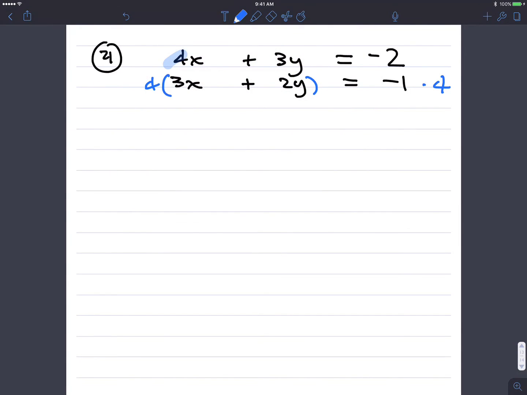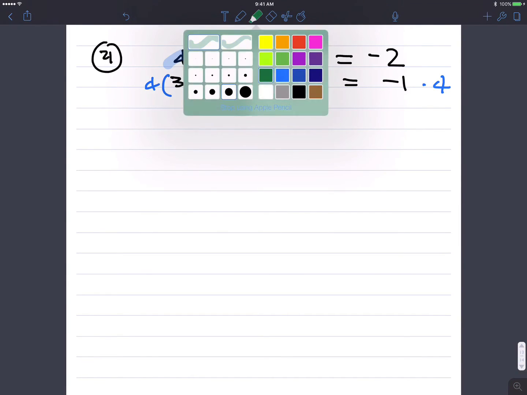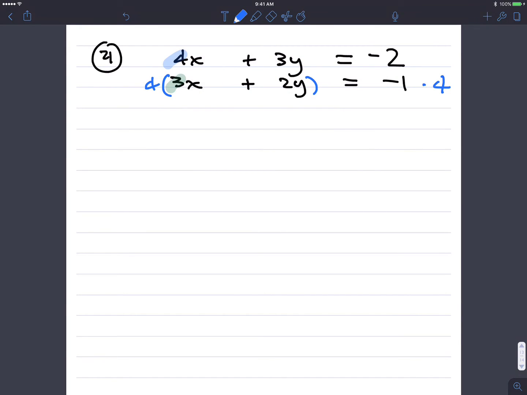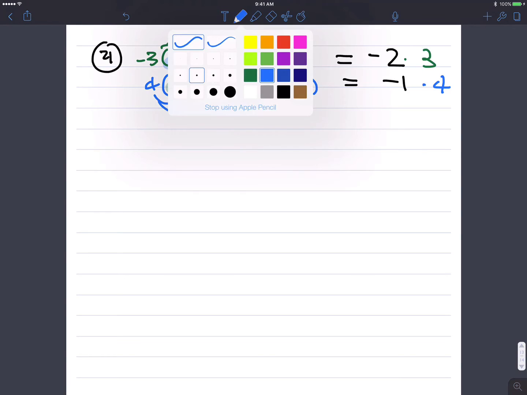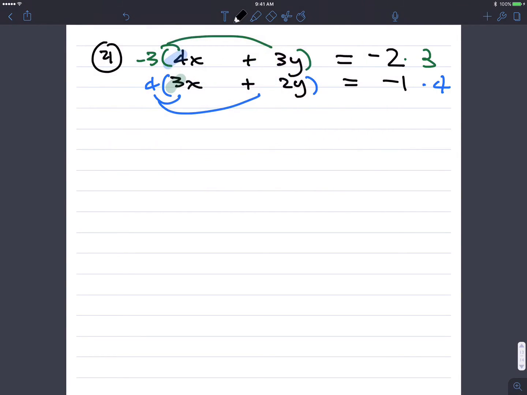Gotta be careful. When you notice there's a 3 down here, we're going to multiply the top by a 3. Use the distributive property. One has to be opposite. Let's make it the first one. Now we're going to distribute. Let's see what we get. Our new equations: negative 12x minus 9y is negative 6. 12x plus 8y is negative 4.